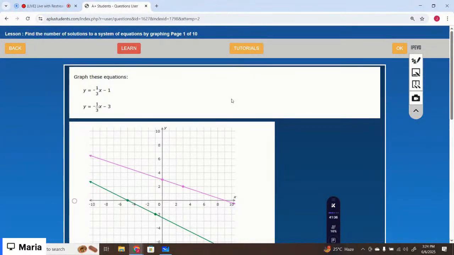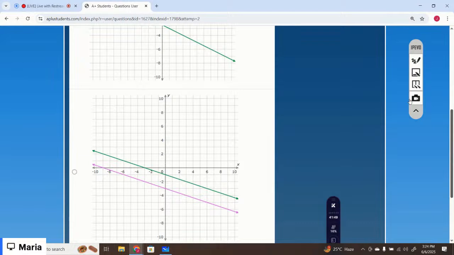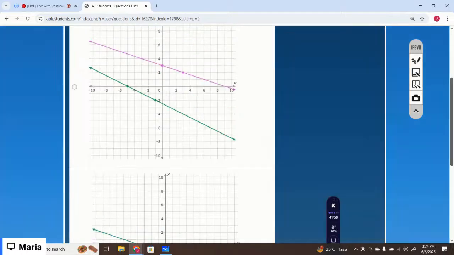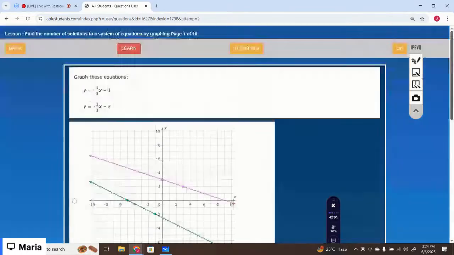Graph these lines y equals negative 1 by 3x minus 1 and y equals negative 1 by 3x minus 3. So which is the correct option? Option number 2 is the correct option. The lines are parallel. Option number 2 is the correct option and that has no solution.